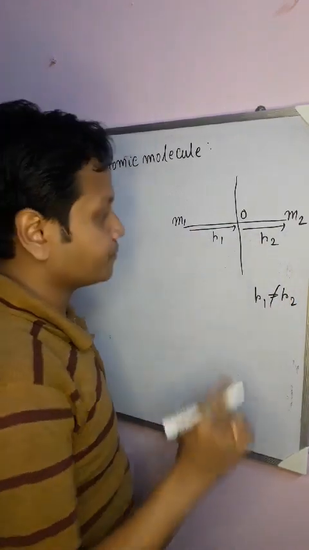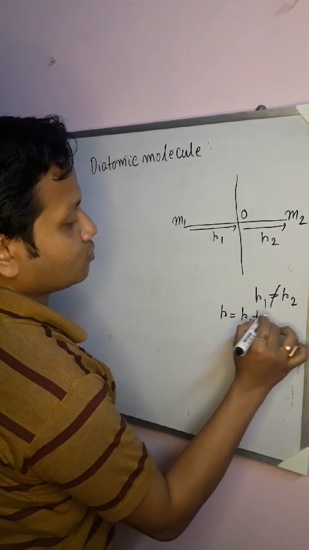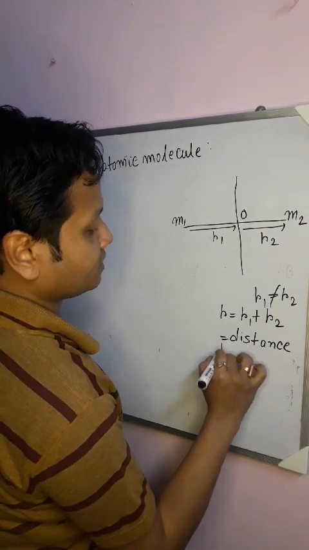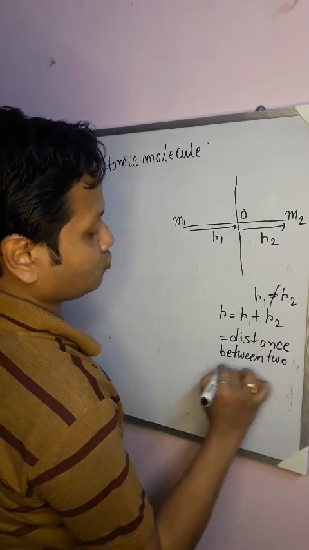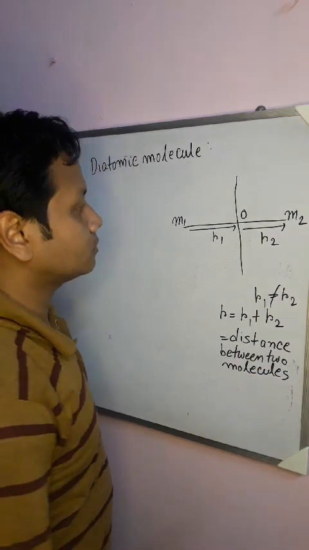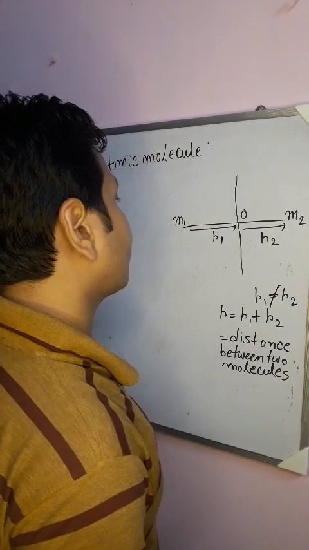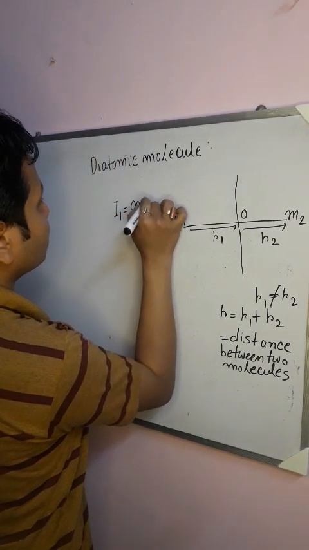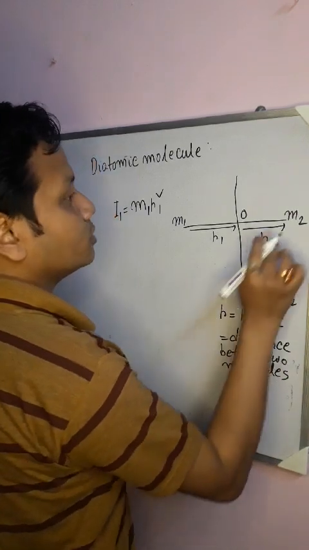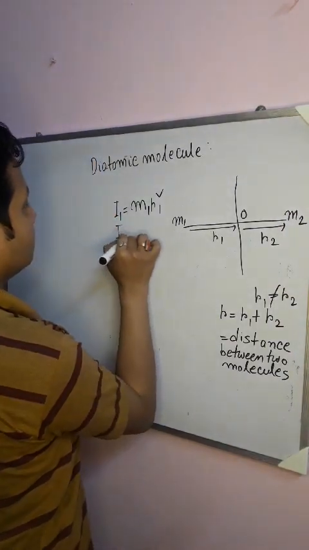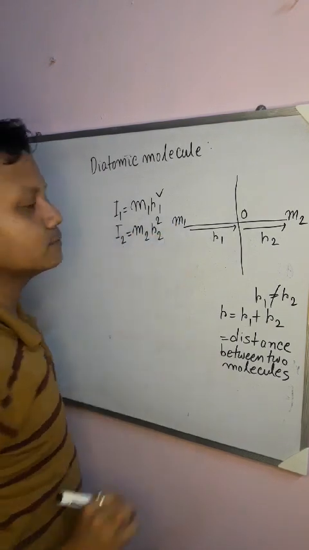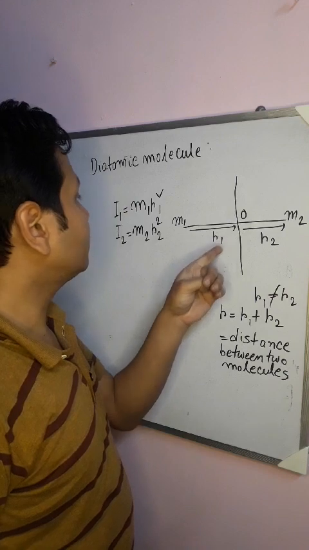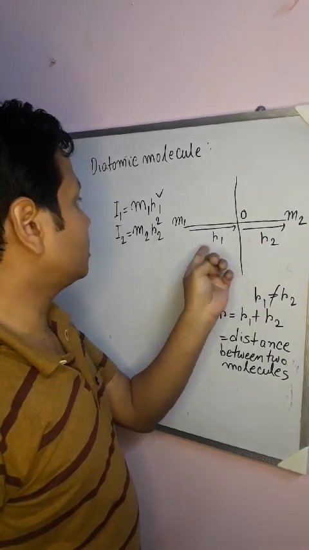Take r equal to r1 plus r2, that is, the distance between the two molecules. Now what will be the moment of inertia of m1 about this axis? If you take it I1, that is m1 r1 square. And the moment of inertia of m2 about this axis is simply m2 r2 square, that we already know.